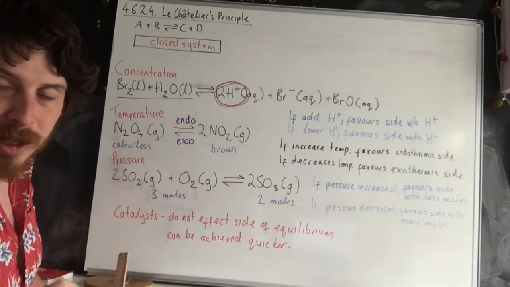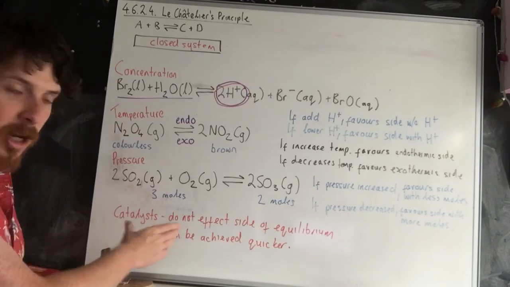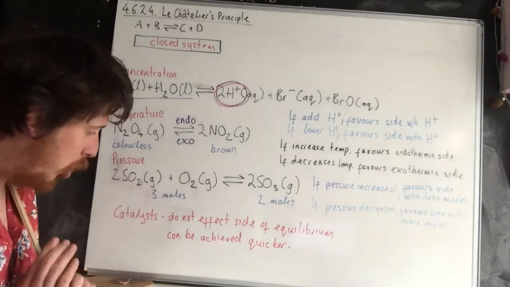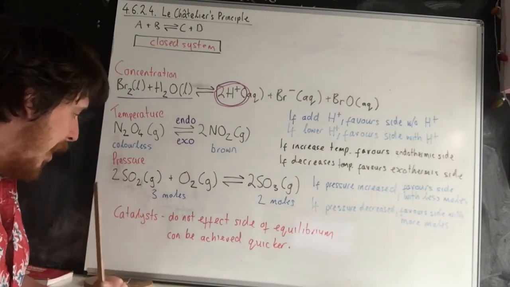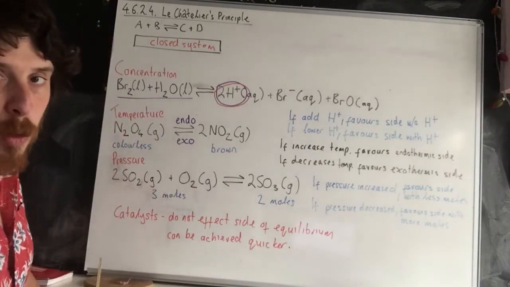Final thing to do with Le Châtelier's principle, look at catalysts. Catalysts do not shift the equilibrium to the left or the right; the equilibrium does not change. The reason why we use catalysts in dynamic equilibrium is because it allows you to get to the equilibrium point quicker.